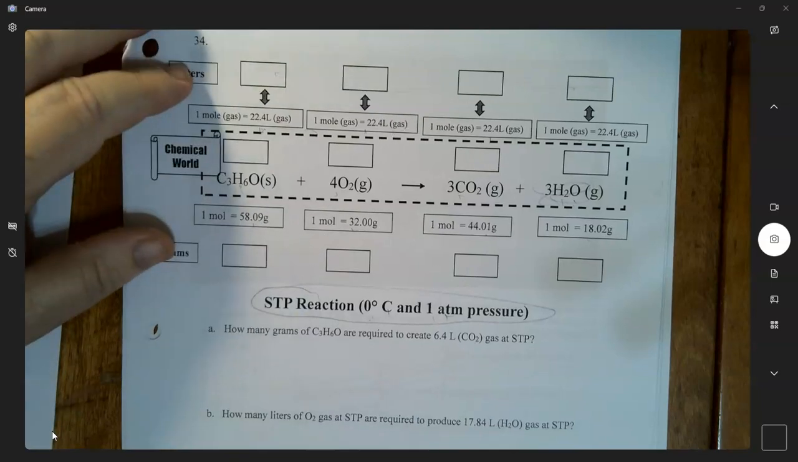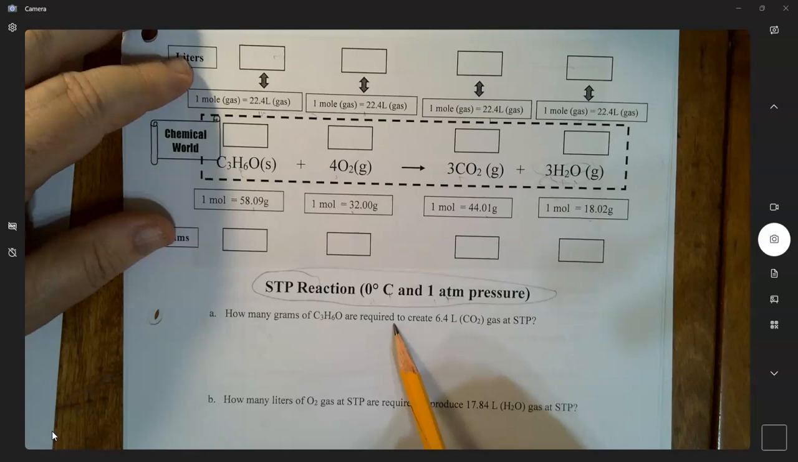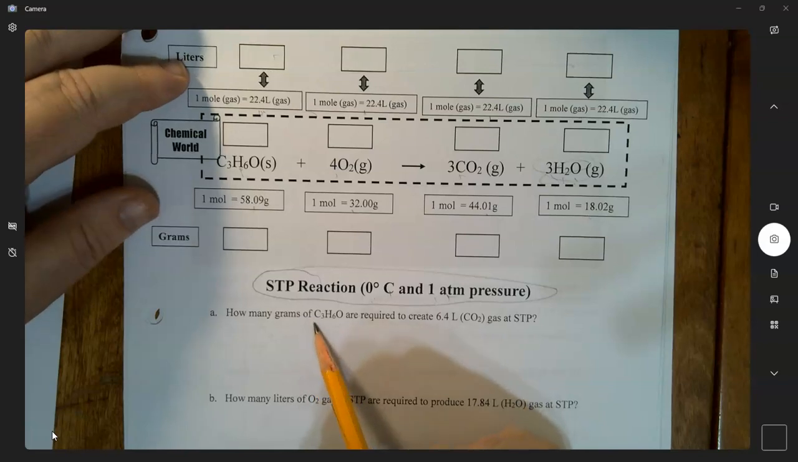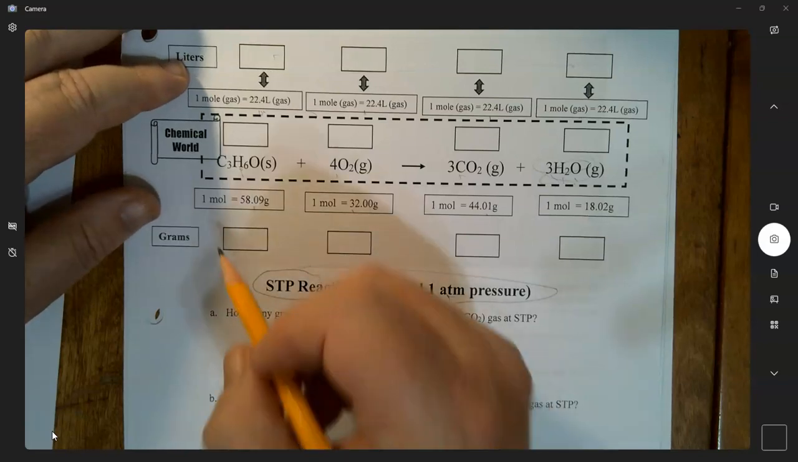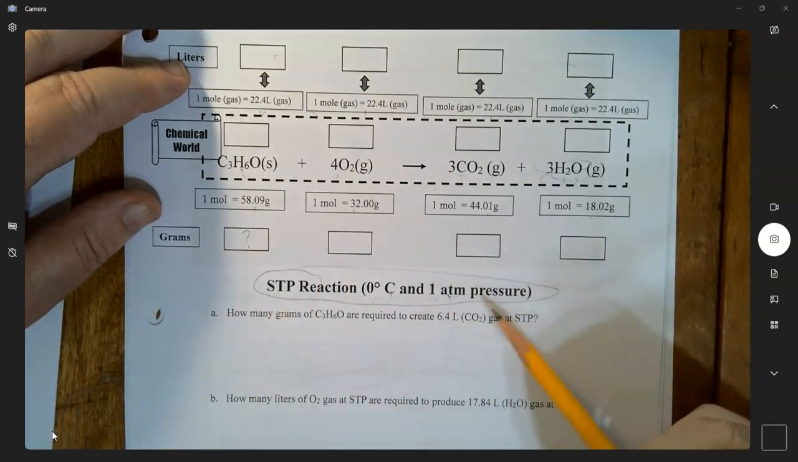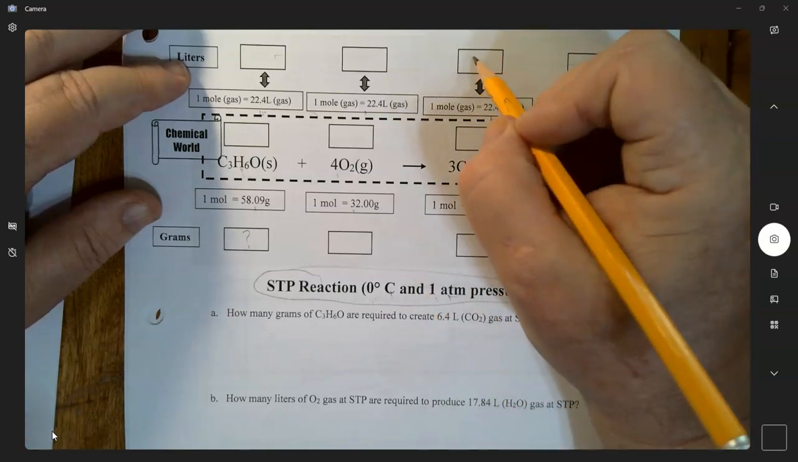All right, so how many grams of C3H6O are required to create 6.4 liters of CO2? So we're looking for grams of C3H6O. That's our question mark. Again, get to where you can do this in your head without looking at this, but I'm doing it in case you still have that issue. And CO2 is here, and it's 6.4 liters.